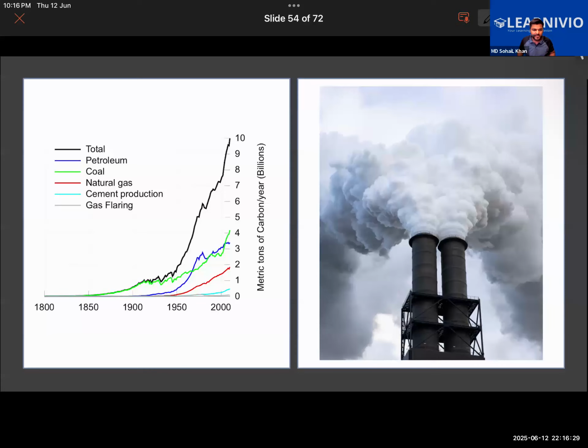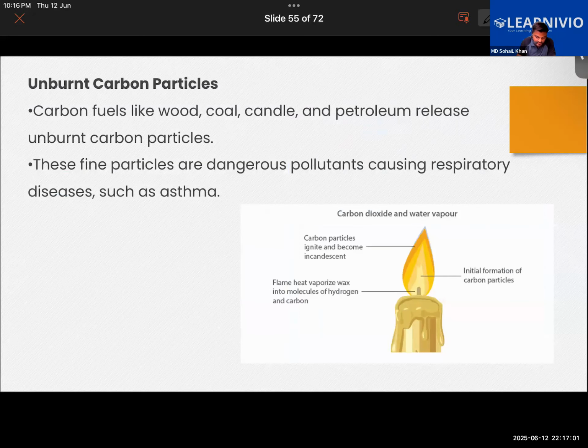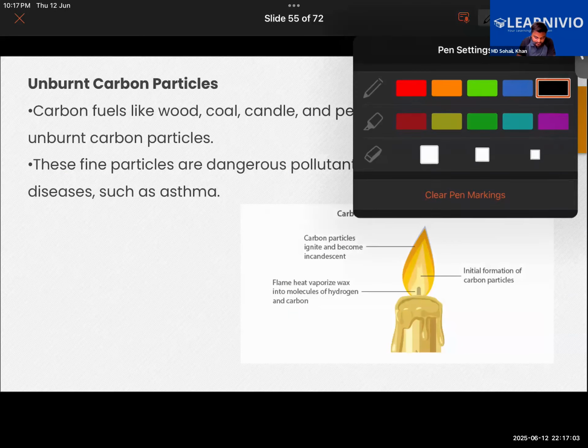Getting it, guys? Over here, you can see that in the last 200 years, from different sources, you can look at the emission of carbon from petroleum, coal, natural gas, and cement production. From these different things, so much carbon is released into the air. From the chimneys, so much carbon dioxide and many other gases are released. Because of that, this problem is arising.